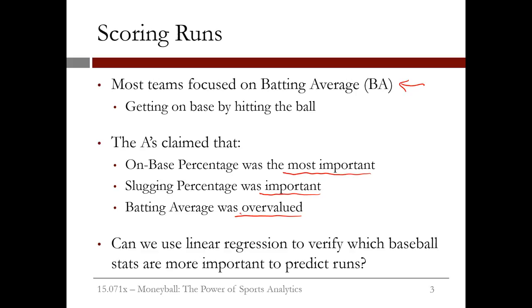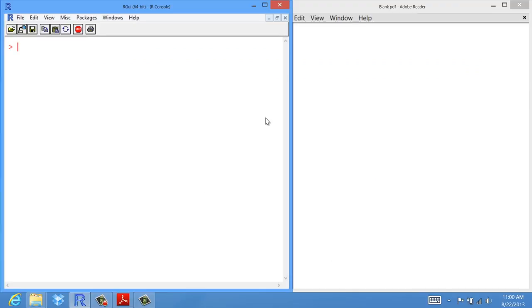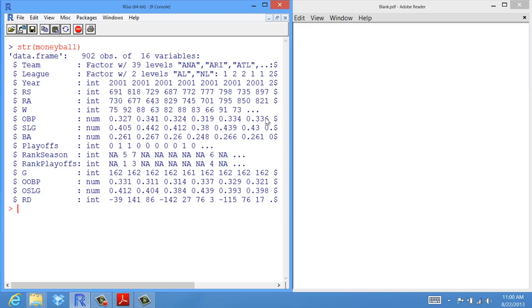Let's see if we can use linear regression in R to verify which baseball statistics are more important to predict runs. In the previous video, we created our dataset in R and called it Moneyball. Let's take a look at the structure of our data again. Our dataset includes many variables, including runs scored, or RS, on-base percentage, OBP, slugging percentage, SLG, and batting average, BA.